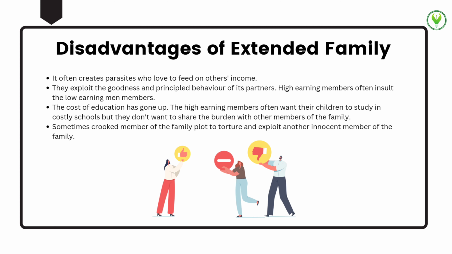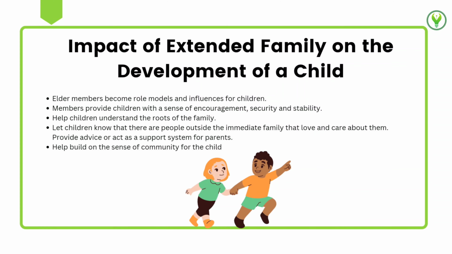Moving on with the impact of extended family on the development of a child. Elder members become role models and influences for children. Members provide children with a sense of encouragement, security and stability. They help children understand the roots of the family. They let children know that there are people outside the immediate family that love and care about them. They provide advice or act as a support system for parents. They help build on the sense of community for the child.